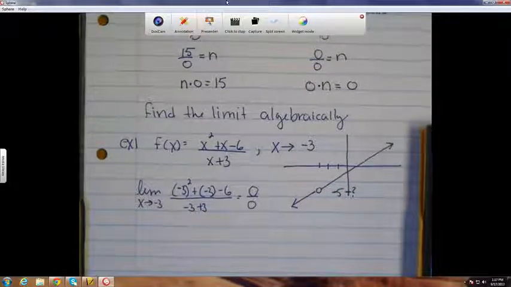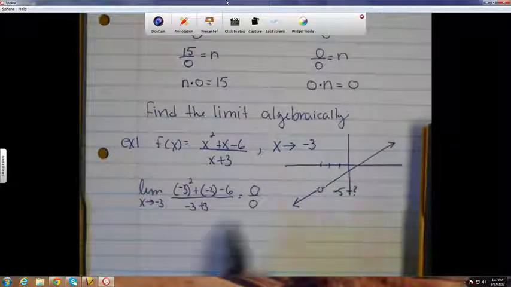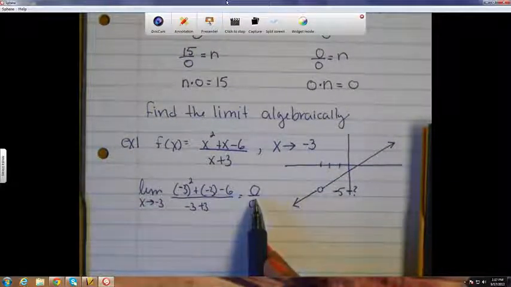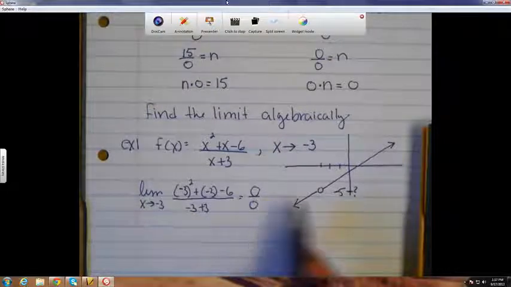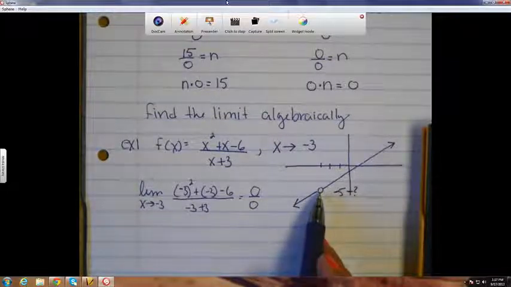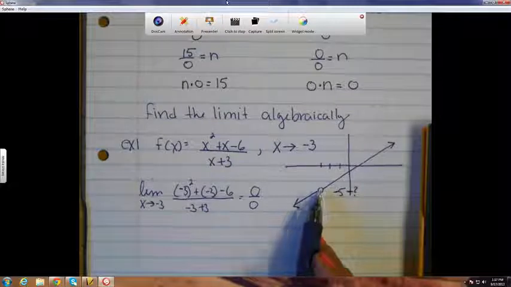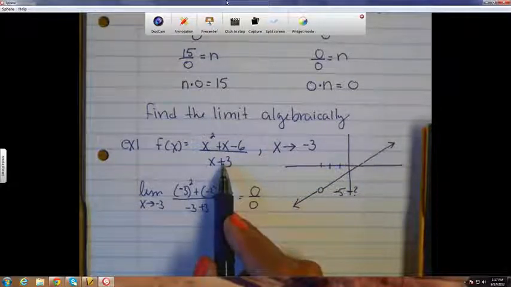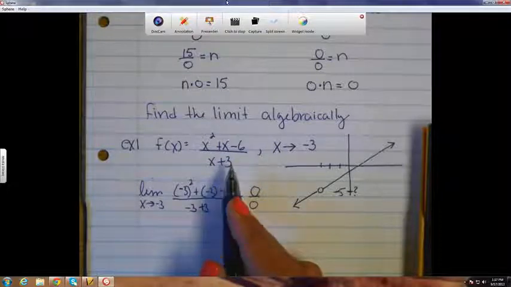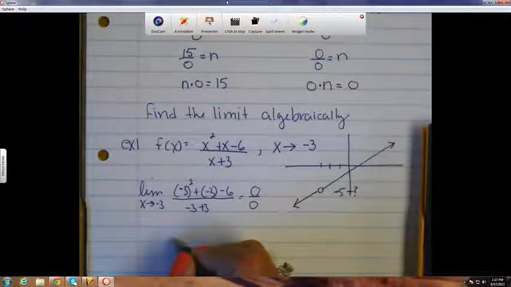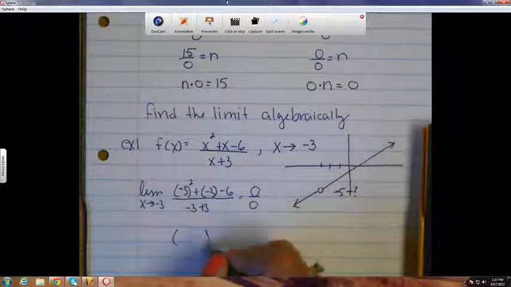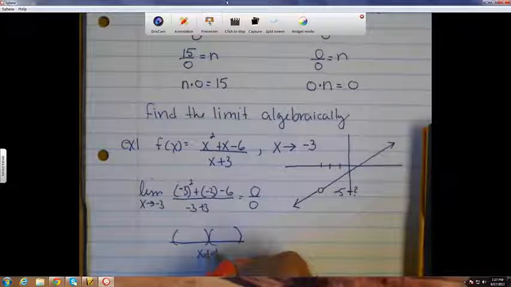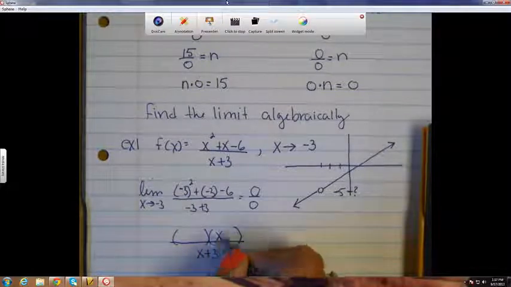So algebraically, what we have to do, because we get the 0 over 0, that's called a removable discontinuity. The hole in the graph can always be removed by factoring. So we're going to factor, and because it's just a quadratic, and we know that one of the factors has to match the bottom, we did this in chapter 1, I'm just going to go right there. So, the bottom is x plus 3. I know one of the factors has to match, because that's what's giving me my 0 over 0.